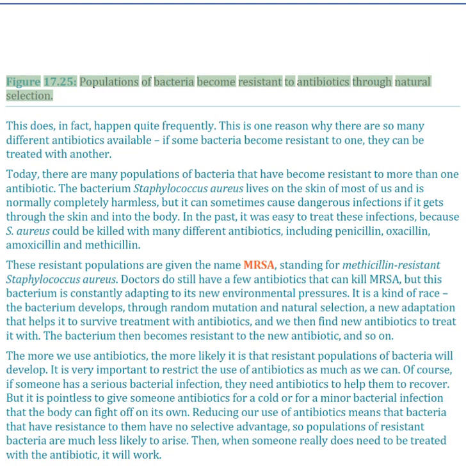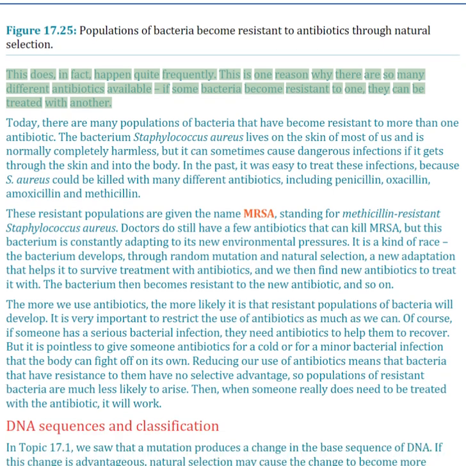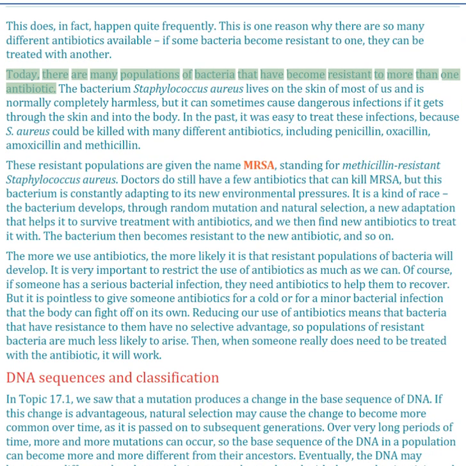Figure 17.25: populations of bacteria become resistant to antibiotics through natural selection. This does, in fact, happen quite frequently. This is one reason why there are so many different antibiotics available. If some bacteria become resistant to one, they can be treated with another. Today, there are many populations of bacteria that have become resistant to more than one antibiotic.